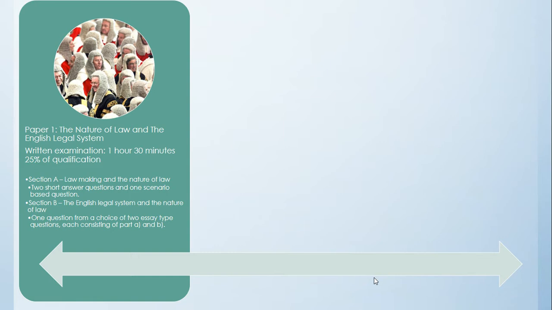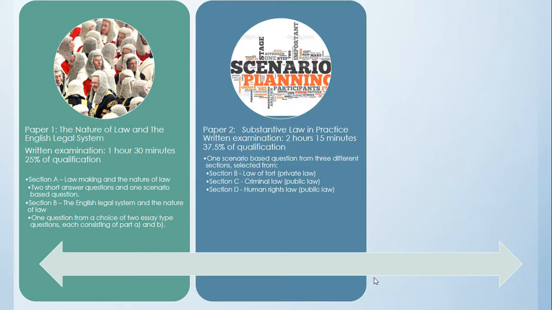Section A, which is lawmaking and the nature of law, and you'll be given 2 short answer questions and 1 scenario-based question. And section B is the English legal system and the nature of law, and you'll be given 1 question from a choice of 2 essays. Each of those essays will be broken down into part A and part B, and you will need to answer both of the same question.